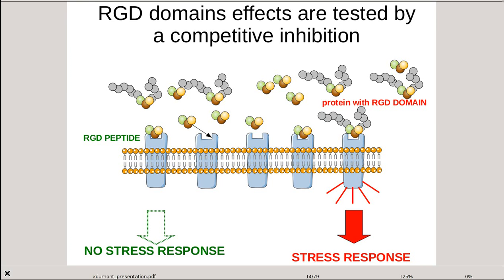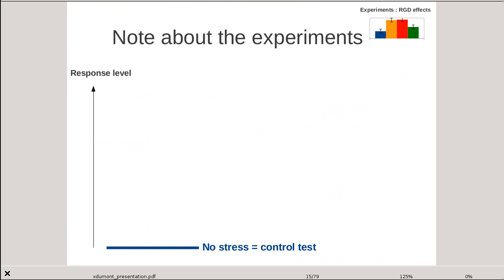The following experiments will do the competitive inhibition. We have 2 actors: natural proteins with RGD domains inducing stress response, and synthetic RGD peptides. Peptides and proteins link to the same receptors, but peptides don't activate the response. So please keep in mind we will observe RGD peptide effects, meaning the opposite of RGD-dependent response.